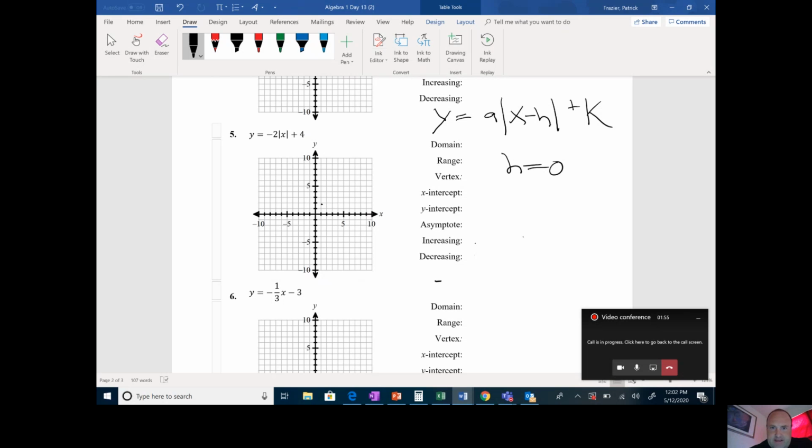And then k in this case equals 4, which means we're going to go up 4. So that means our vertex is going to be at x equals 0 and y equals 4. And then negative 2 here, a equals negative 2.